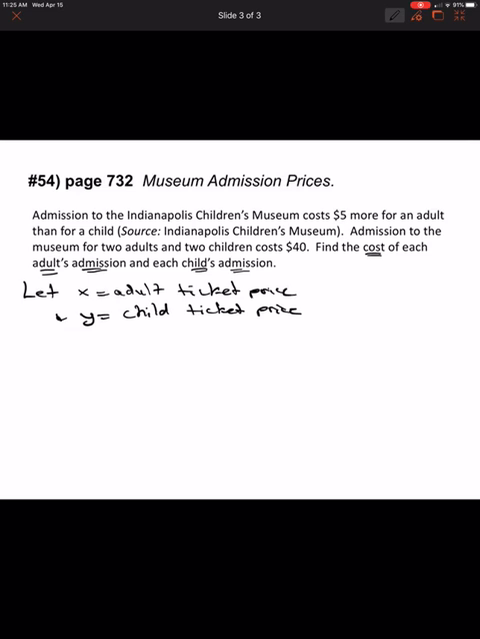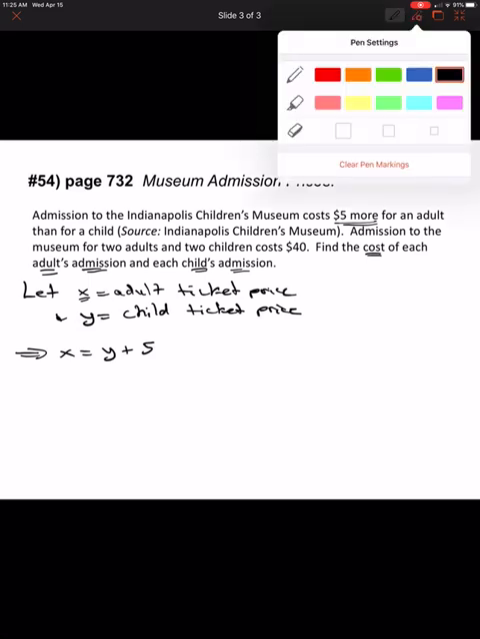Let's go back to the first sentence. Admission to the Indianapolis Children's Museum costs $5 more for an adult. So they're telling me about X in my problem than it does for a child. So if it's $5 more for an adult, whatever the child's ticket price is, Y dollars plus 5. It's $5 more for the adult. So that gives us that first equation in our system.